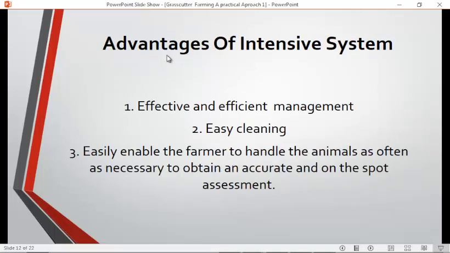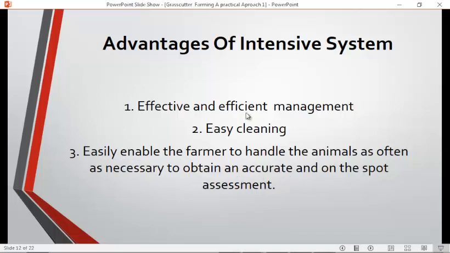Now, the intensive system has some advantages. Number one, it has a very good management system because the grasscutters are completely under your control. You regulate where they go, where they eat, what they eat, how they eat, and their mating. Everything is completely regulated by you, so it gives you better and more efficient management. And when it comes to cleaning, it's very, very easy to clean. It also enables the farmer to handle the animals as often as necessary.